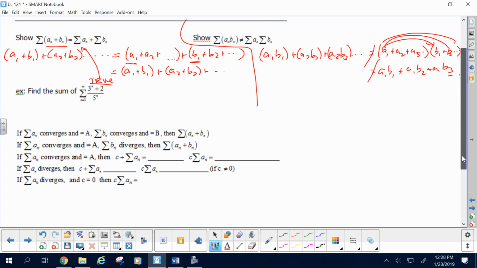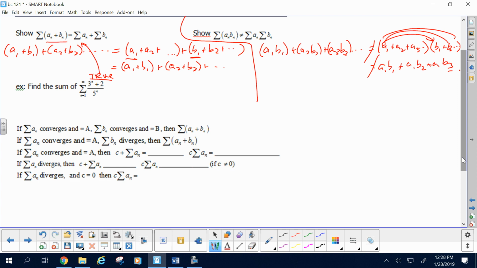All right? That said, here are some rules for dealing with series. Say you had one series that converges, and say I told you that the sum of that series was A, capital A. That's what the sum approached. If I gave you a different series B and it converged to B, then the sum of those two would converge to A plus B. Easy enough. If one of the series converged to A, but the other diverged, well, then you're adding finite to infinite, and the result is infinite. And so if one of them diverges, then the combination will diverge as well.